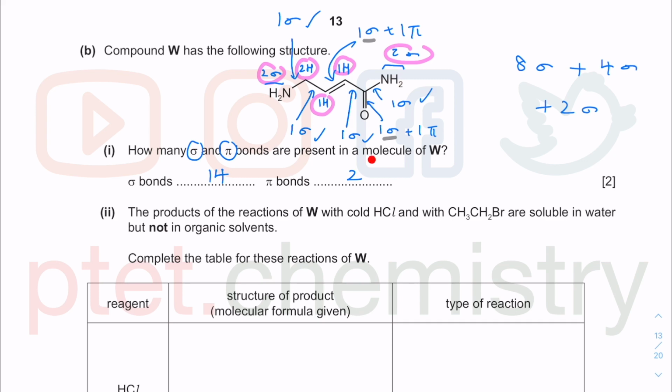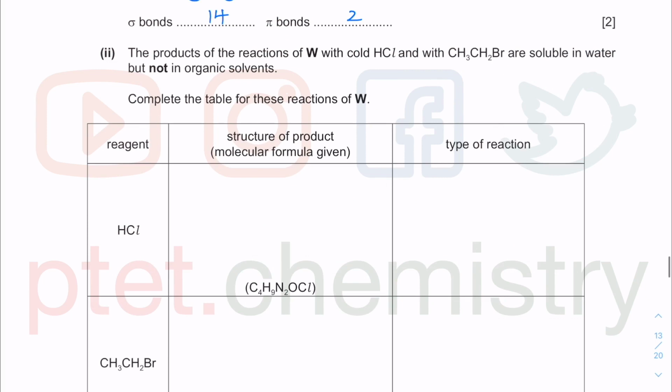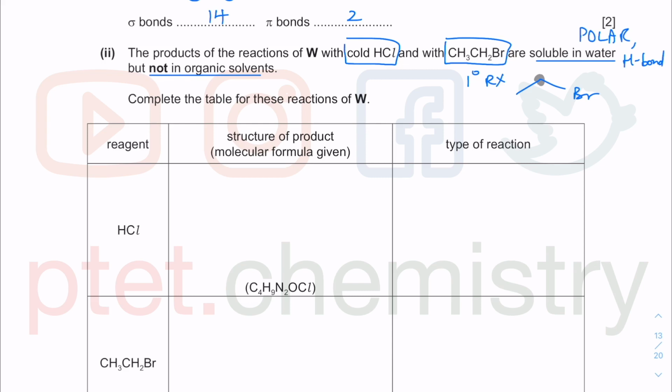And then the 2 pi bonds should be easy enough to count. Now the products of the reaction of W with cold HCl and also with this primary halogenoalkane, the carbon with the halogen is bonded to one other carbon. These products are soluble in water but not in organic solvent. So soluble in water means polar, so can form hydrogen bond with water, not in organic solvent. That's because organic solvent is non-polar.